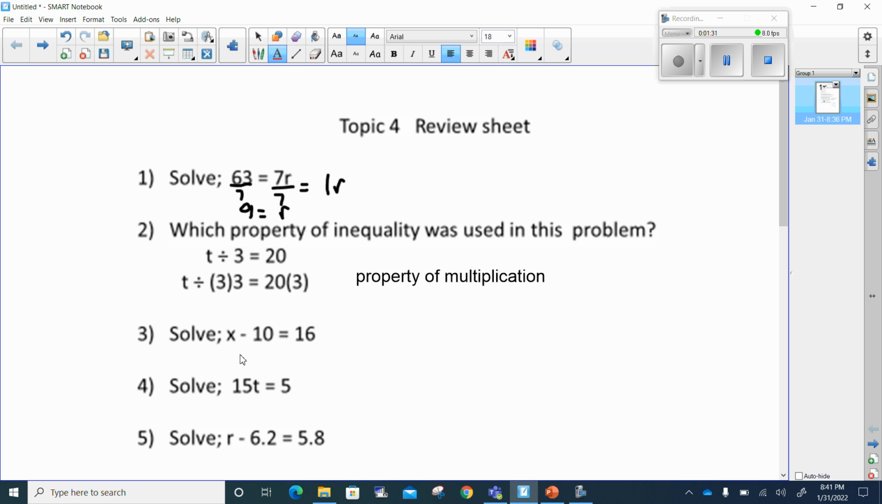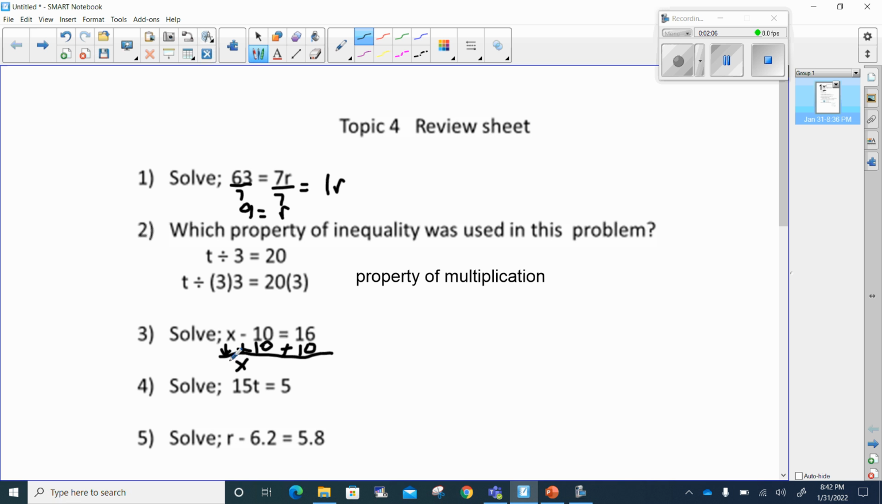All right, number 3, solve x minus 10 equals 16. To do this, I realize I need to get x by itself. I need to find the opposite of negative 10 so I can get rid of this, and that's positive 10. Whatever I do to one side, I do to the other. 10 minus 10 is 0, so I'm not going to put that down. The x comes down because I didn't do anything to it.